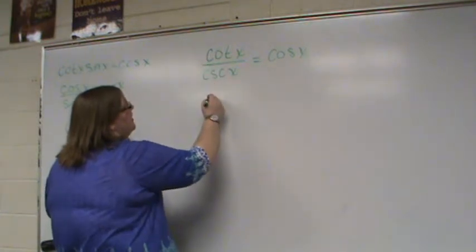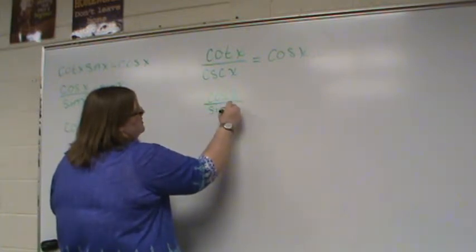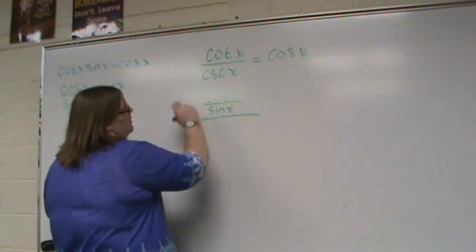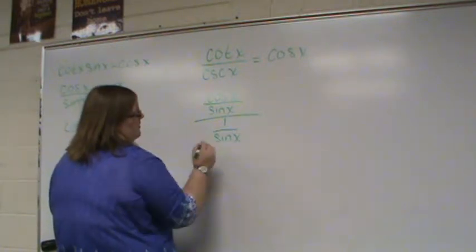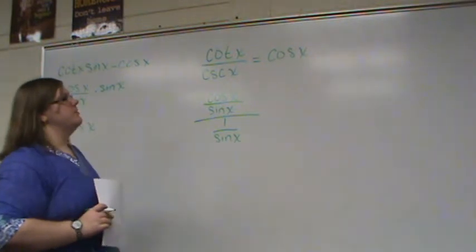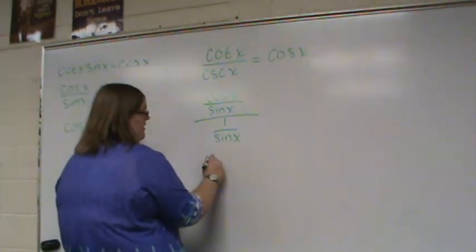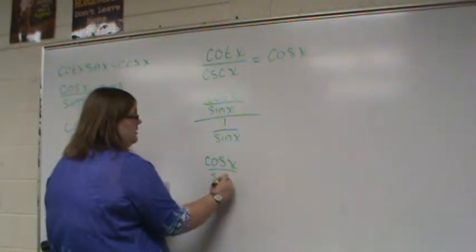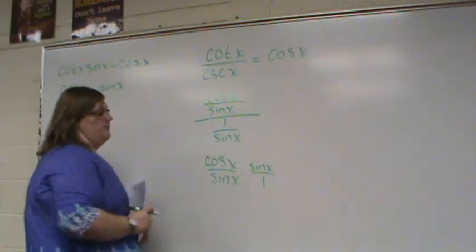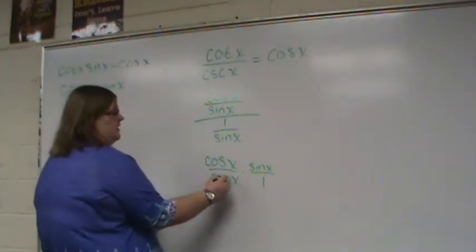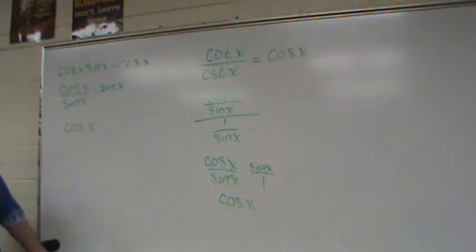Hang on, let me. Okay. So we're going to rewrite each of these. We're going to rewrite cotangent again as cosine x over sine x. And then that's going to be divided by cosecant, which we rewrite as 1 over sine x. So we just rewrote both of those using the identities that we know. So now we're going to flip and multiply. So we have that cosine x over sine x multiplied by, when we flip it, sine x over 1. And we can cancel out these sines. And we're left with cosine x, which was what we were trying to prove.